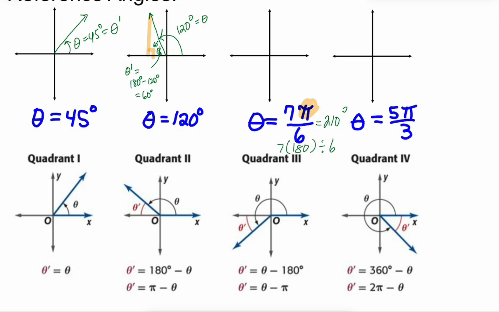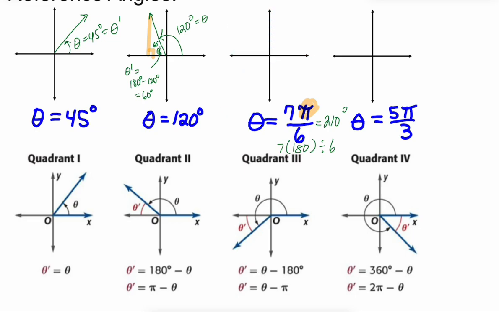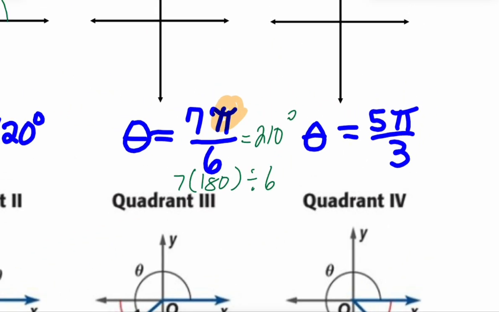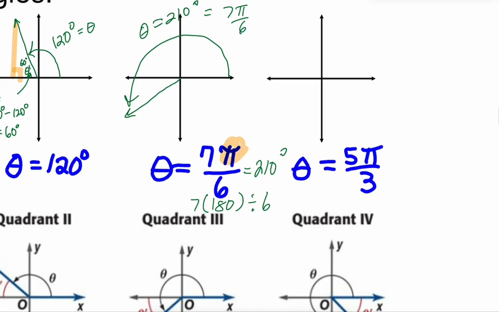But if you look at the rule that you need, if you land in the third quadrant, you have to take off 180 from it. So it's going to land here. And so we have to take off the 180 above it to find the reference. Let me show you what I mean. If we were to graph 210, it's approximately here. So our theta is 210 degrees, or 7 pi over 6.